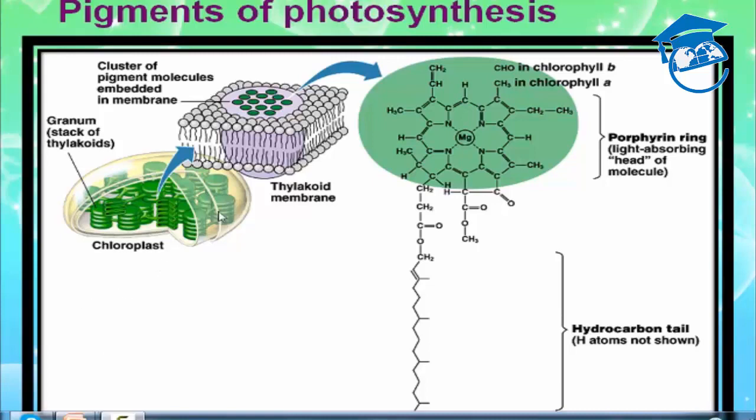Now this is the chloroplast, where plants, that is autotrophs, make their own food. Okay, and this is the thylakoid membrane. This is the zoom view of the thylakoid membrane. As we know, clusters of pigment molecules are embedded in the thylakoid membrane, students. Where are they present? They are present in the thylakoid membrane. So this is the zoom view of a thylakoid membrane, and this is the grana, which we call a stack of thylakoids, students.